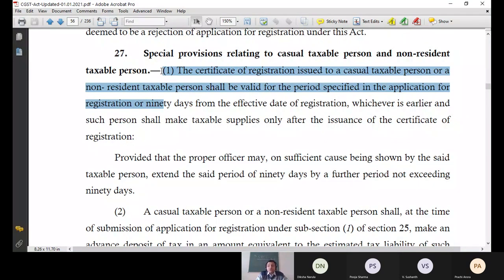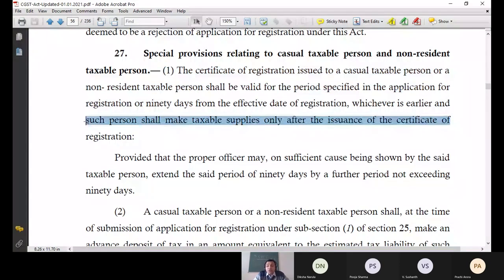And one new point which I have not discussed, I have not written, is that this person can make taxable supplies only after issuance of certificate of registration. Without getting this certificate, this non-resident taxable person or a casual taxable person, they should not supply those goods or services for which they are asking for certificate of registration. So this is the new point which you should also know, that taxable supply must happen only after issuance of certificate of registration. Next point is also we have covered that the period of 90 days can be extended by another 90 days, maximum 90 days.